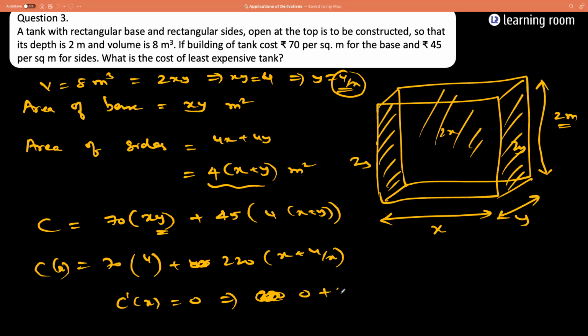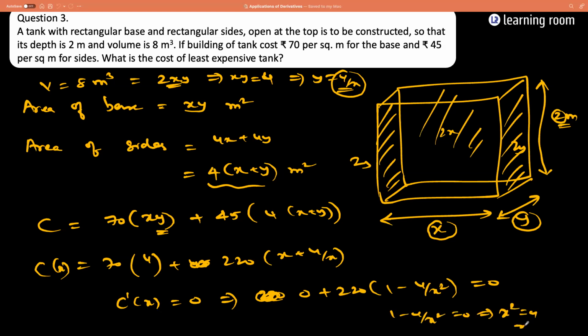Why 2xy? This one: length into breadth into height, x into y into 2, that is 2xy. Okay. Got it? So this is equal to 0. So 1 minus 4 by x square is 0, which implies x square is 4, so x will be 2. So if x is 2, then y should also be 2. X is 2, y is also 2.